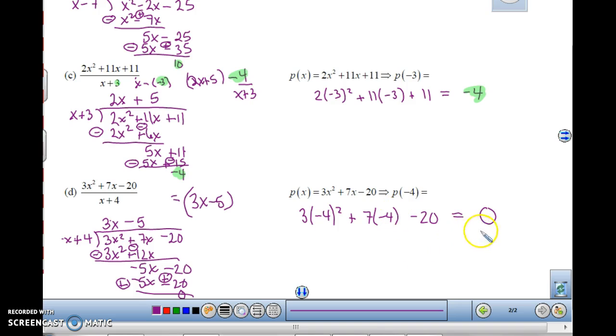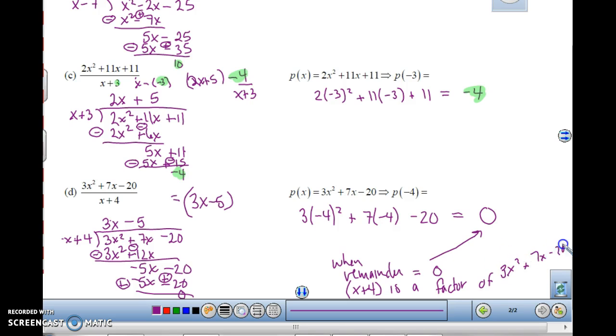Well, that tells me when the remainder is 0, x plus 4 is a factor of 3x squared plus 7x minus 20 because it goes in evenly. So if we were to factor this, 3x squared plus 7x minus 20, it factors as 3x minus 5 times x plus 4. The x plus 4s are going to cancel, leaving 3x minus 5.